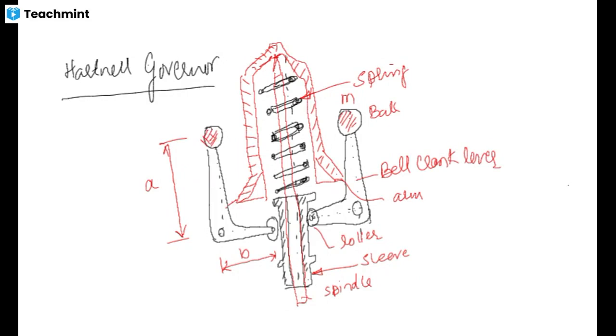So just observe the distances here. You are going to get two types of distance: one is the vertical length of the bell crank lever and the other is the horizontal length of the bell crank lever. So again, the function is the same. As variation of speed takes place, the equilibrium position is controlled with the help of spring force.